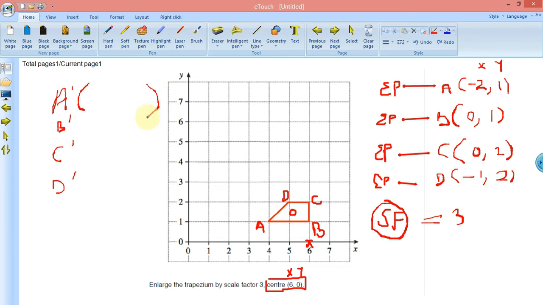So now if you look at this, 3 times -2, that is -6, and 3 times 1 is 3. So A prime is -6, 3. The same thing for B prime. So B prime will be 0, 3. Then C prime will be 0, 6, because I used 3 to multiply 0, 2. Then D prime will be -3, 6, because I used 3 to multiply -1, 2. So that's -3, 6.